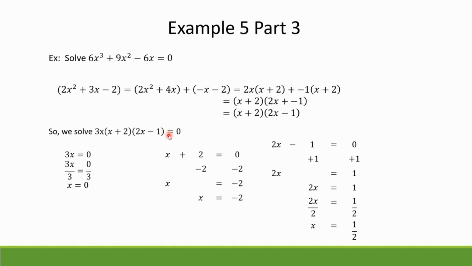So again, what do you do next? You set each factor equal to 0. So 3x we set equal to 0, and you just divide by 3, you get x has to be 0. X plus 2 you set equal to 0, you solve for x, subtract 2 from each side, you get x is -2.